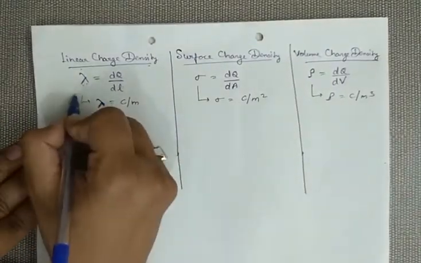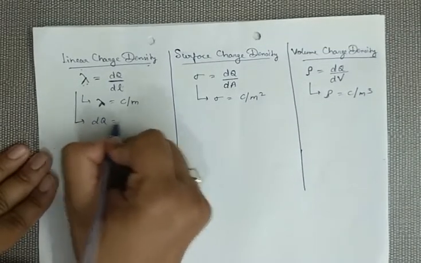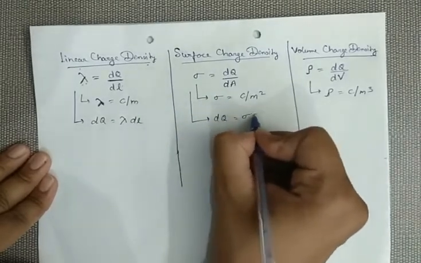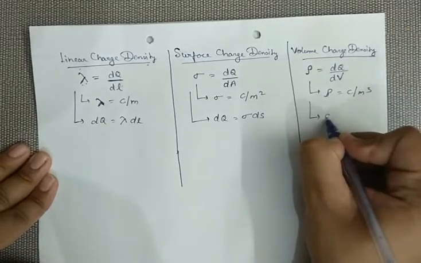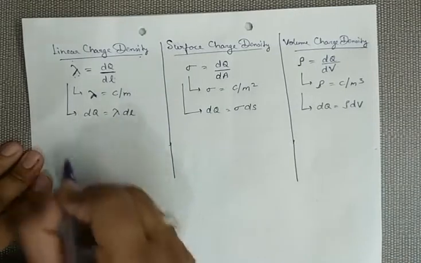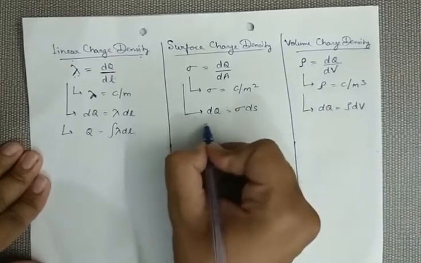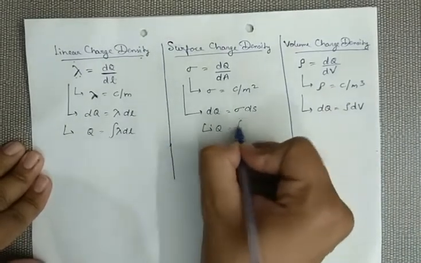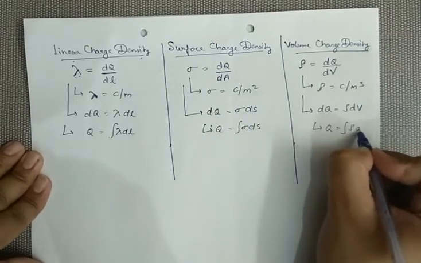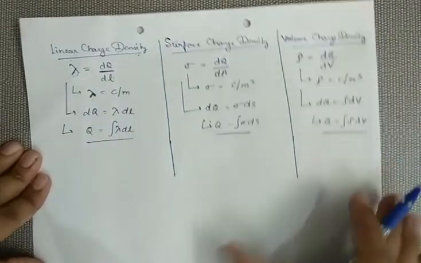One more important thing: if you have to find the small charge dq, you can use dq equals lambda times dl. Similarly, dq equals sigma times ds, and dq equals rho times dv. In order to find the complete charge, you can use q equals integration of lambda dl, q equals integration of sigma times ds, and q equals integration of rho times dv. So on integrating you can find the total charge.